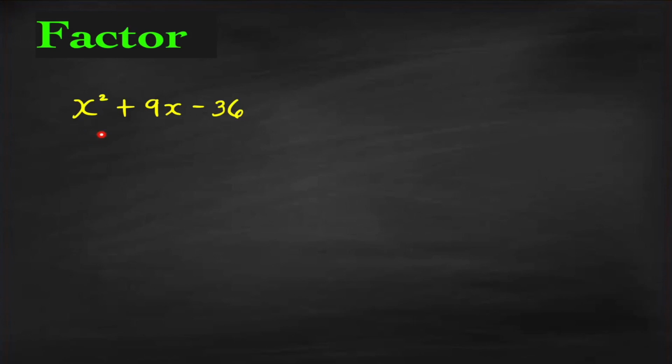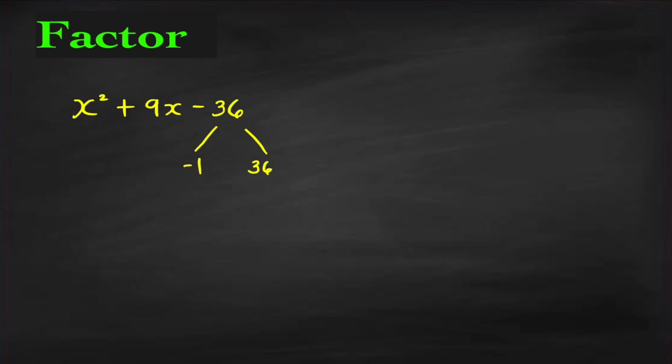Let's factor x squared plus 9x minus 36. So here we find two integers whose product is negative 36 and whose sum is positive 9. And let's do that systematically. So what we're going to do first is to take the obvious factors of negative 36.